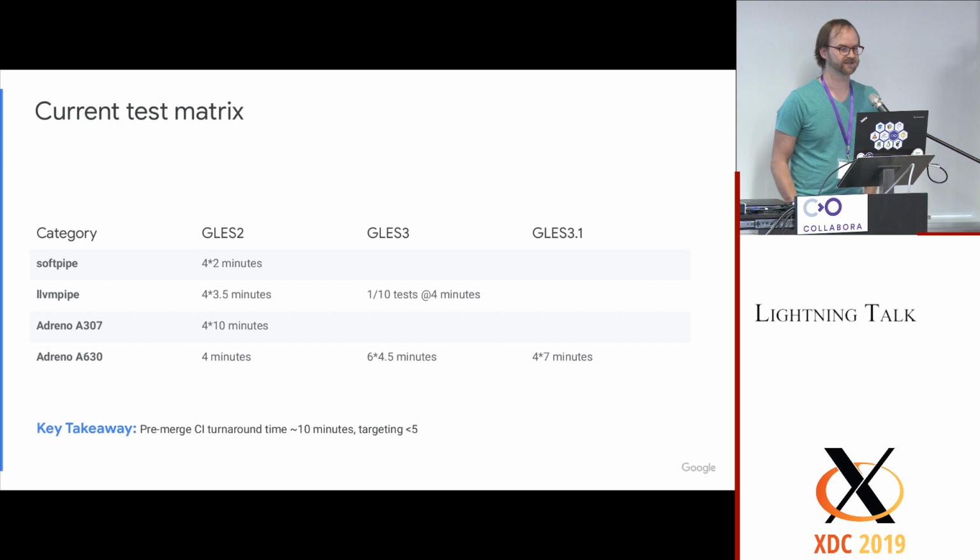So the current testing matrix. Right now, every merge to Mesa gets tested on soft pipe, LLVM pipe, and the FreeDreno driver. DEQP takes a good bit of time to run, so we take our test list and we shard it out.